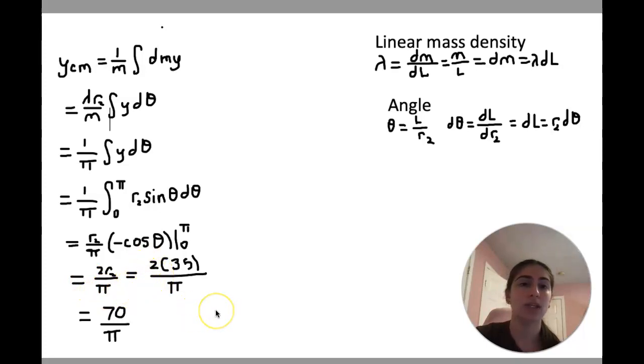Now, as we can see in the project, our r1 value is equal to 25, but that's our inner radius. We want to use the outer radius. So our r2 value, the outer radius, is equal to 35. So now we have 2 times 35 over pi, and 2 times 35 leaves us with 70 over pi, equaling our R1 center of mass.